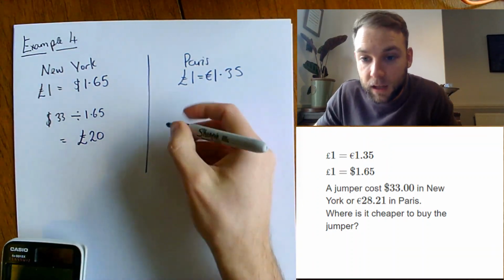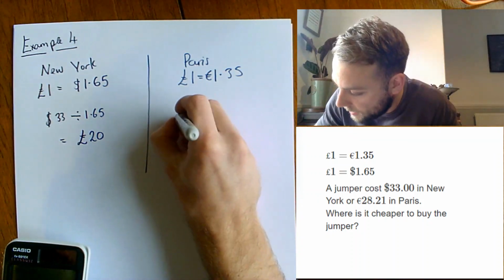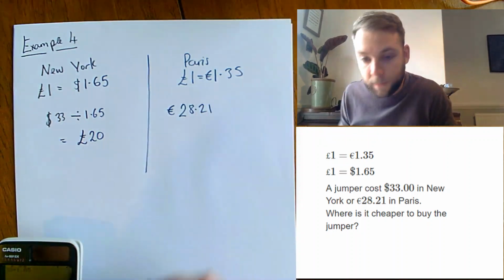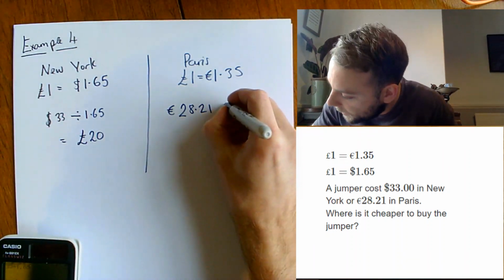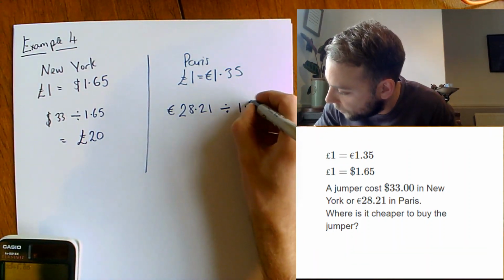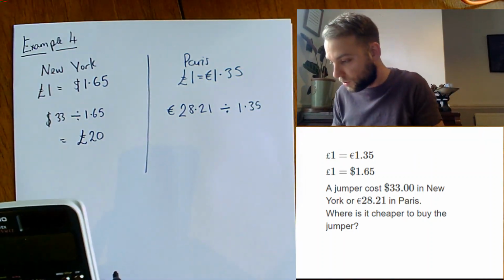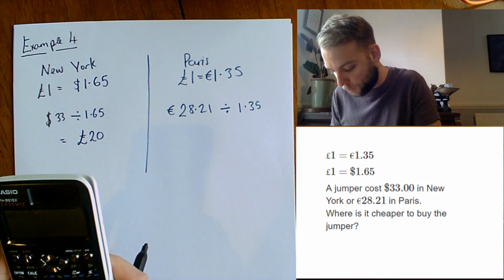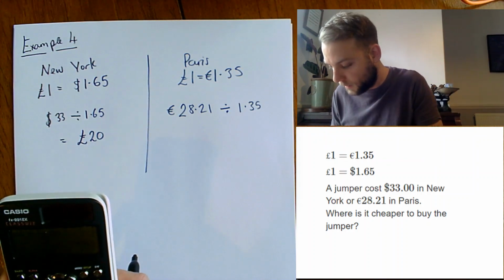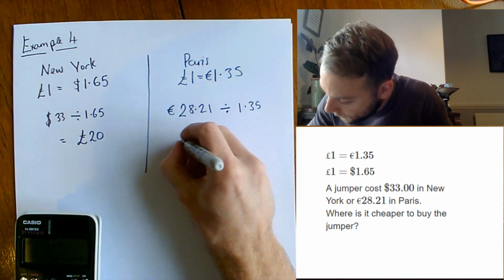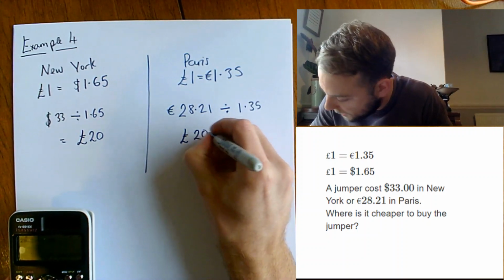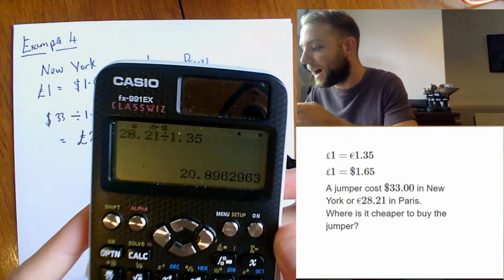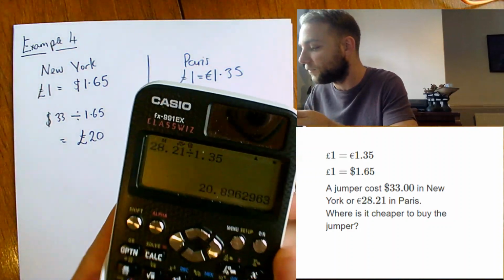With this one here, the scarf costs 28.21 euros. So I'm going to divide by this exchange rate, which is 1.35. So 28.21 divided by 1.35, which in this case is equal to £20.80. Now notice it's 89 there, and I've made a little mistake here because I've rushed ahead.